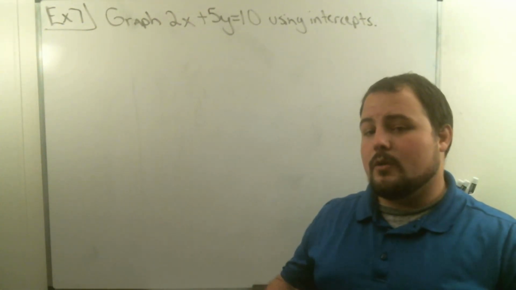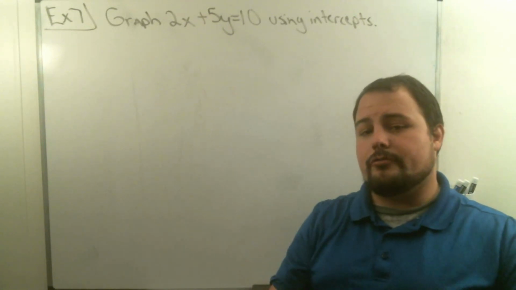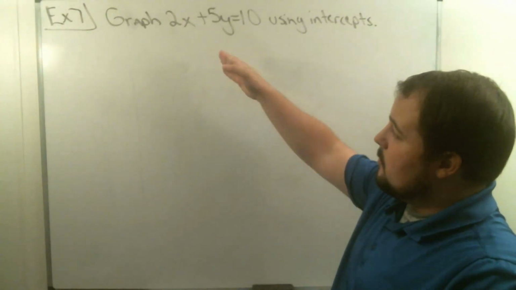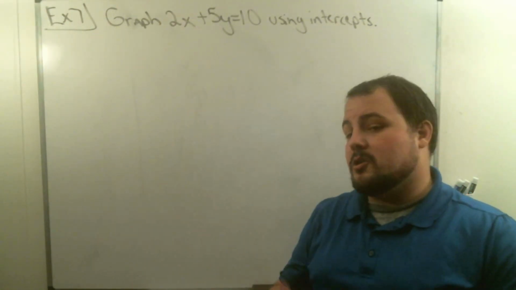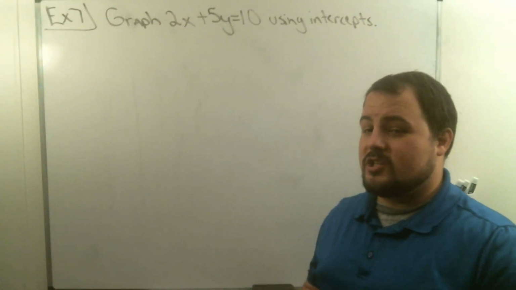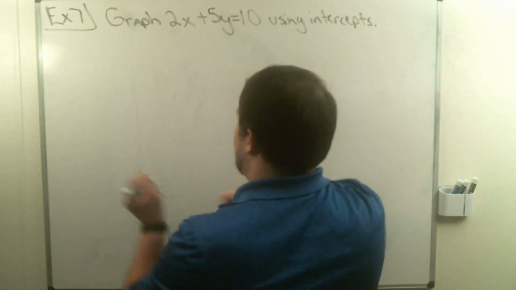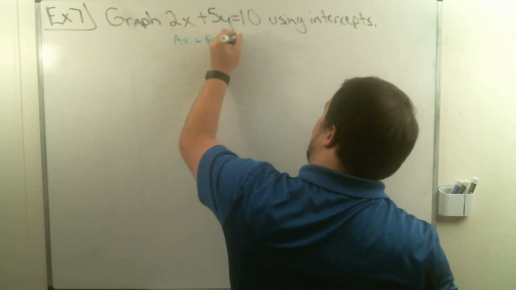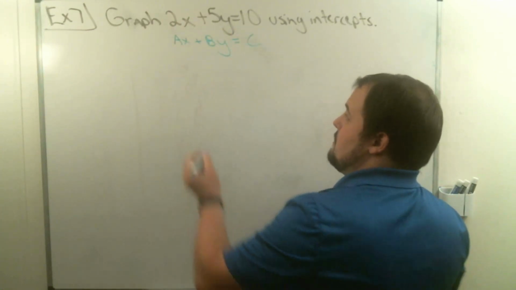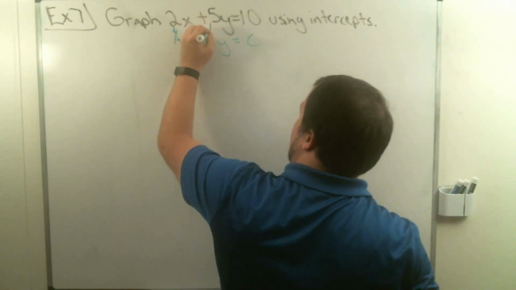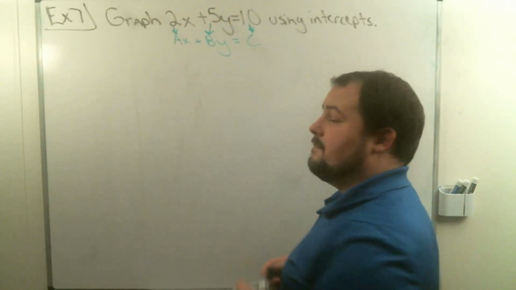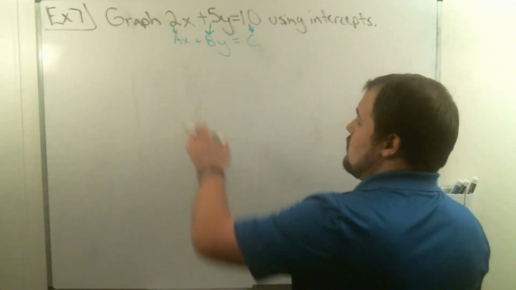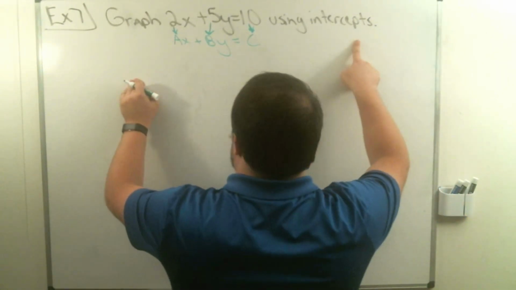As long as we know that this equation passes all three rules that we started with, we know it's going to make a straight line. So, we have x and y to the first power. They're not multiplying, they're not dividing. This is a linear equation. Also, this is actually in standard form. We have a number with x, we have a number with y, and we have a number by itself. So in this case, 2 is a, 5 is b, and 10 is c. And again, notice that the number that's with x is positive. So what we're going to do is we're going to graph using intercepts.